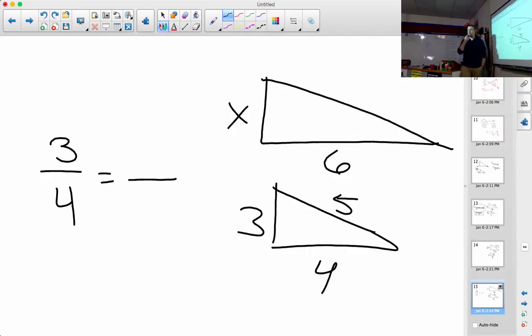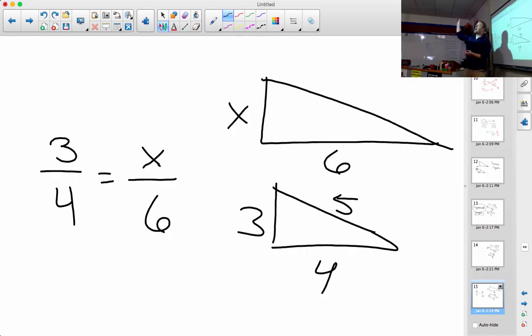So Gabby: x on top, 6 on the bottom. Small side, middle side, middle side. What I've done is I've created a proportion. If I were looking at just this, could you solve it? If I wasn't even looking at triangles, is this something that you are able to solve? Definitely. You would do what?